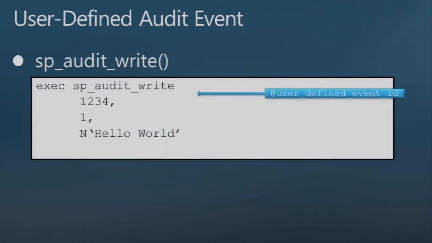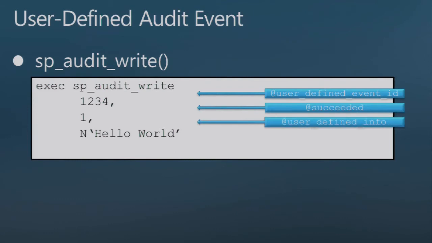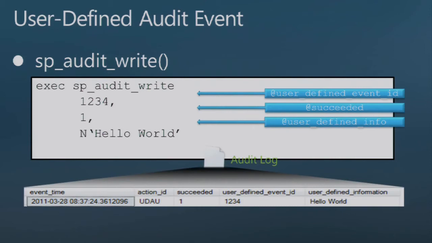So the first parameter is the event ID. This is user-defined, then the success bit, and then the user-defined information. We also record the date and time. It will all show up underneath the same action ID, but you can filter it using the user-defined event ID.